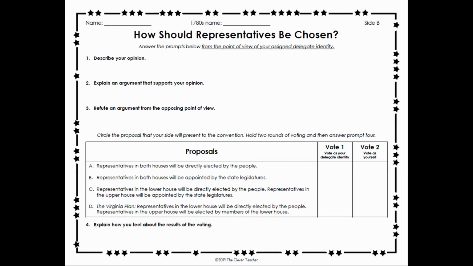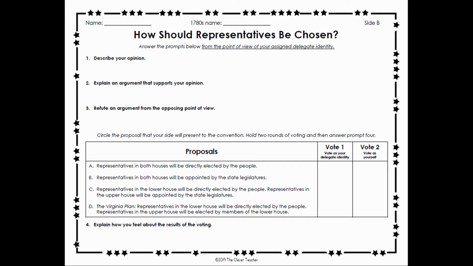B, the number of representatives for each state will be based on population, yes or no? C, in the lower house, the number of representatives will be based on state population. In the upper house, each state will have the same number of representatives, yes or no? And then the last one is D. In the lower house, each state will have the same number of representatives. In the upper house, the number of representatives will be based on state population.